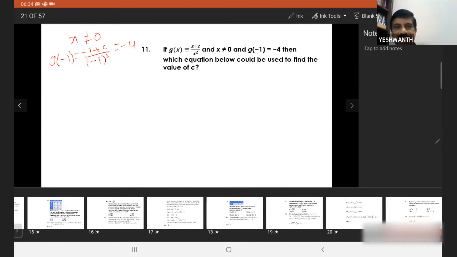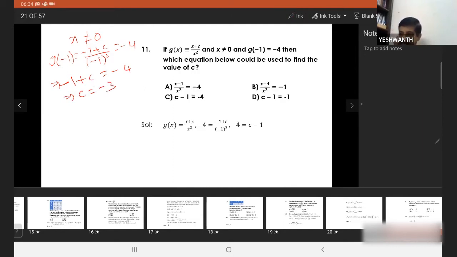So from here you can get c value, isn't it? So this implies minus 1 plus c equal to minus 4. So this implies c equal to minus 3. So we got c equal to minus 3. So you have option C. Please note it fast, quick.